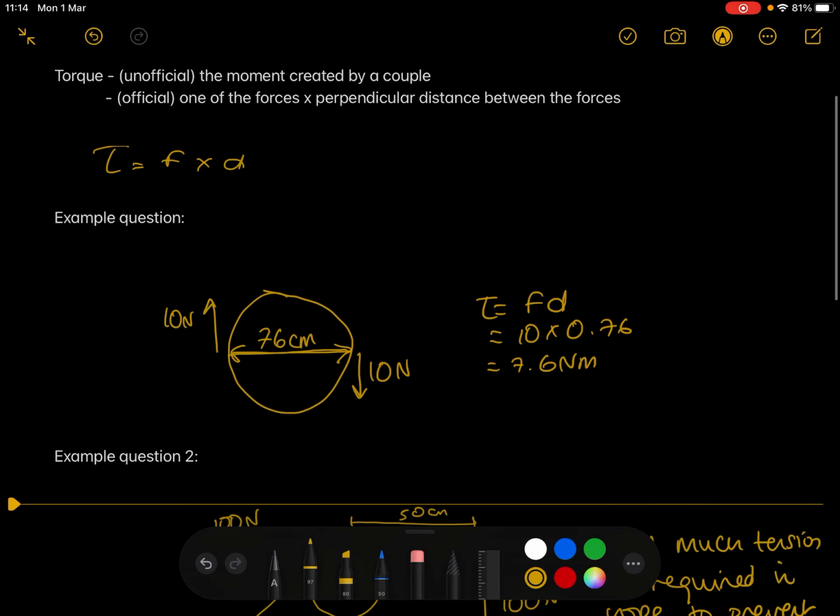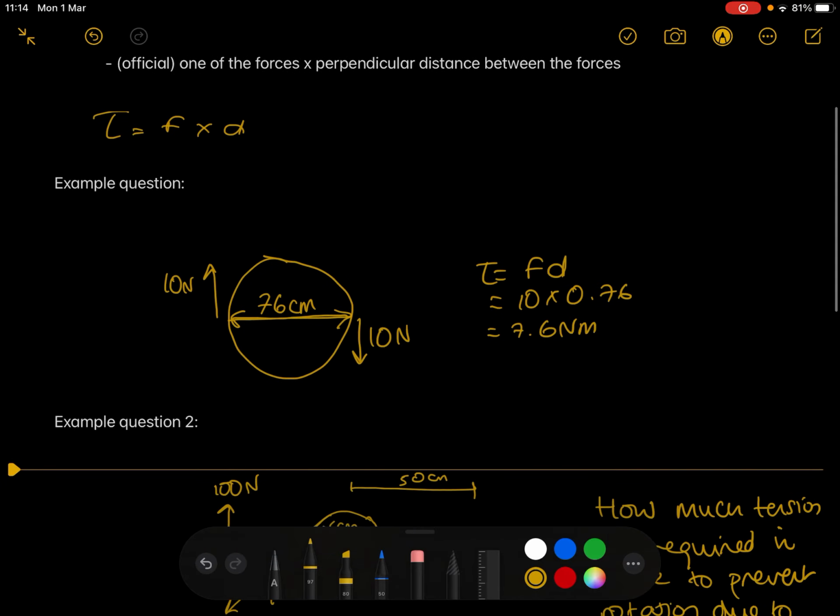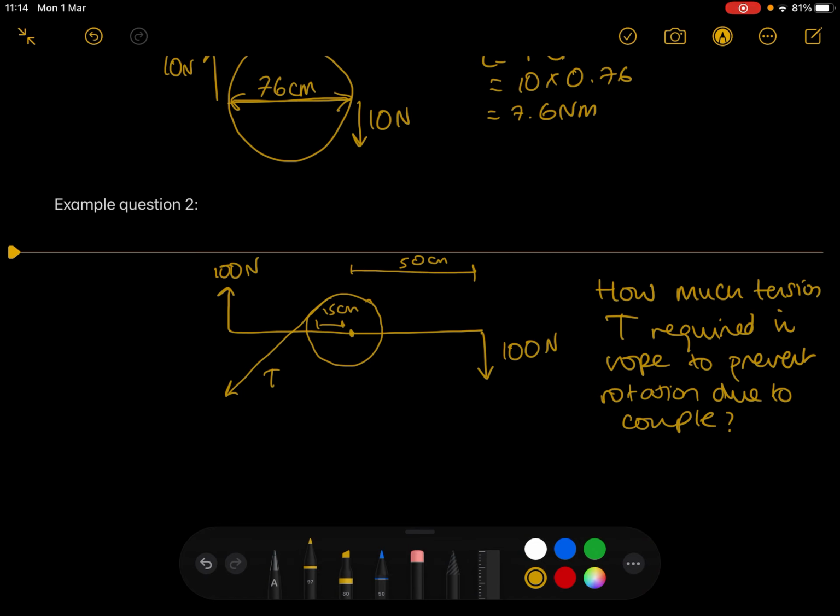So I've done an example question. Here we have a disc which is being rotated by two 10 Newton forces which are separated by 76 centimetres. To work out the torque, I do one of the forces, 10, times the distance between them, 0.76, which gives me 7.6 Newton meters.